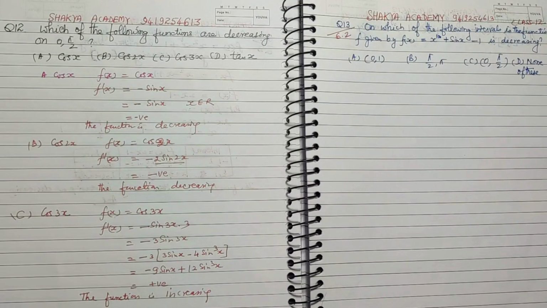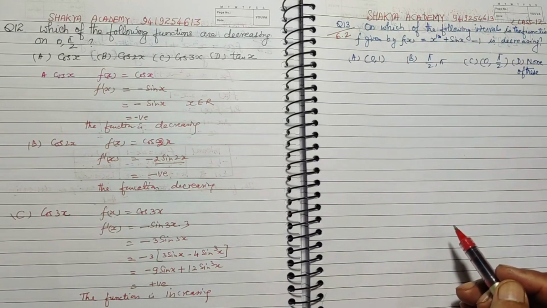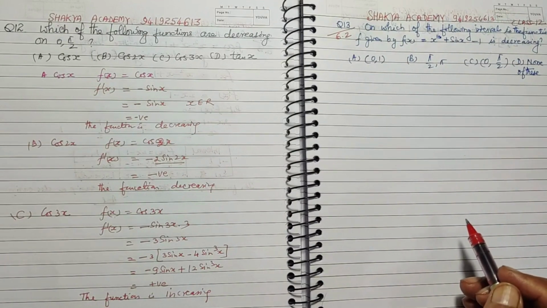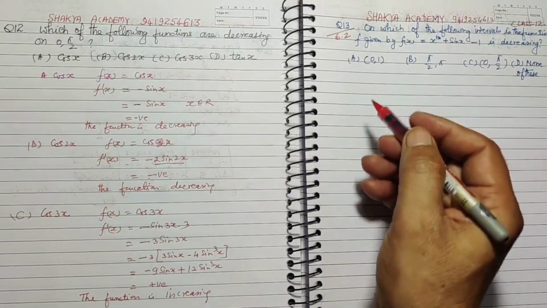Today we will discuss question number 13 of this exercise 6.2. The question says, on which of the following intervals is the function f given by f of x equals x raised to 100 plus sin x minus 1 decreasing? So we have to find out of these four options which option is correct, for which the given function is decreasing.